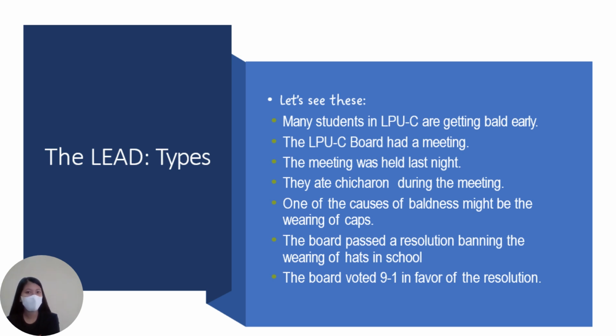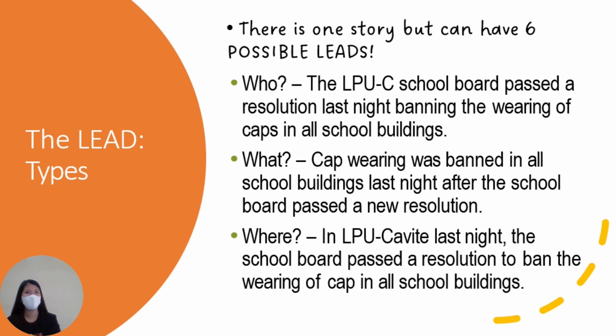So take note of this, and we will be creating a lead out of these facts. So there are six possible leads out of the facts that have been provided. So it could be the who, what, where, when, or why and how. First is the who lead. It's like we will be starting at an angle where we focus on the who of the lead.